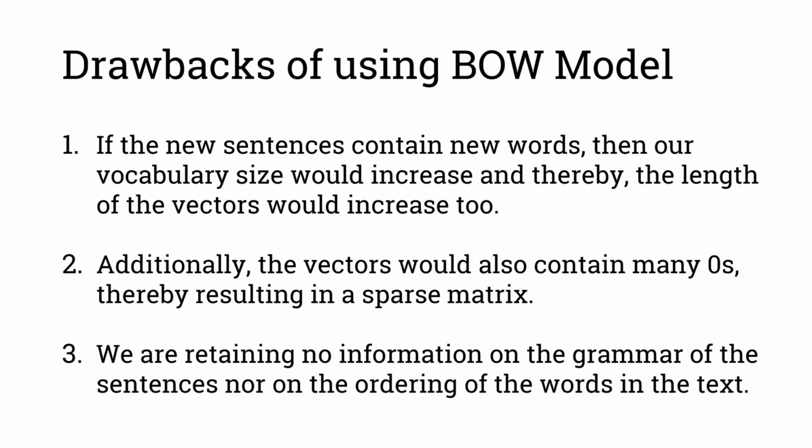One drawback is that if a new sentence contains new words, then the vocabulary size would increase, thereby the length of the vectors would also increase. Additionally, the vectors would also contain many zeros, thereby resulting in a sparse matrix, which is something we would really like to avoid. One more drawback is that we are not retaining any information about the grammar of the sentence, nor the order in which the words are placed in the text.